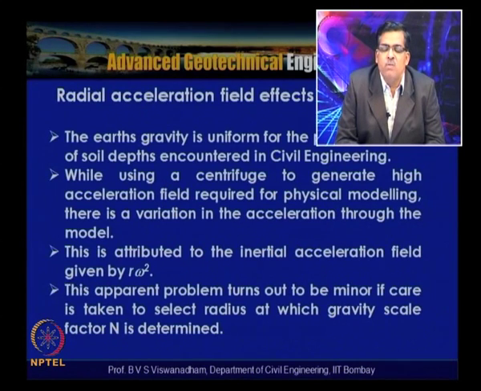While using a centrifuge to generate high gravities, because we wanted to have identical stresses as in the prototype, there is a variation of acceleration through the model. This is attributed to the inertial acceleration field given by r omega square, where r is the radius from the center to a certain point within the model.